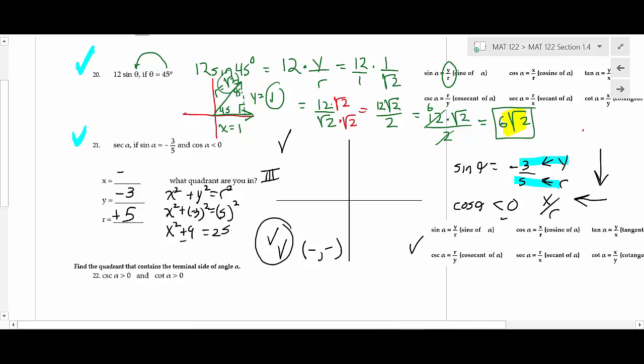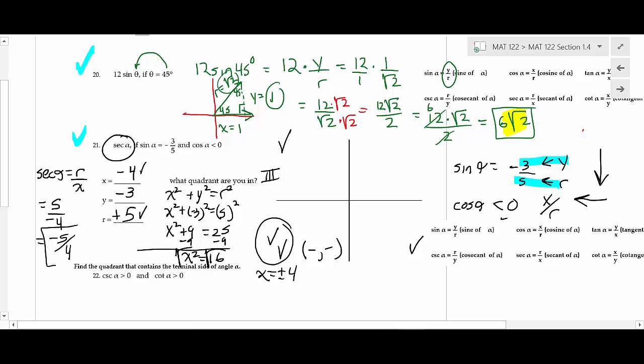You can subtract 9 from both sides. And if you do that, you're going to get x squared equals 16. Square root both sides, you end up getting x is plus or minus 4. But since we're in quadrant 3, x is going to be negative 4. Okay, so now we're finding the secant. So to get the final answer, the secant of alpha is r over x. R is 5. X is negative 4. So the best way to write the answer would be negative 5 over 4.